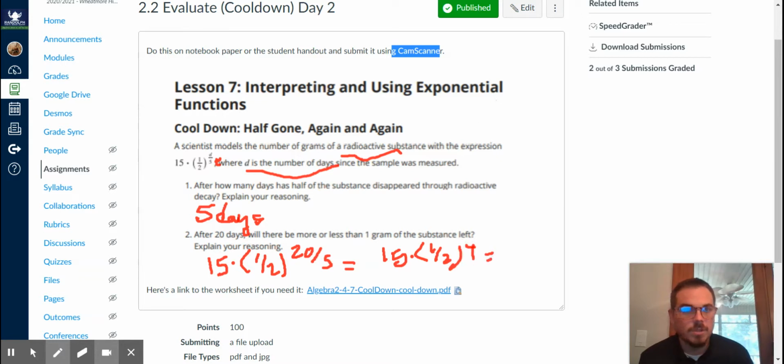So 15 times 1/2 to the power of 4. And then we can just plug that into Desmos or whatever calculator you're using. So whatever 1/2 to the power of 4 is, and then multiply that by 15. Looks like I get 0.94, let's round it to the nearest hundredth, and that is going to be less than 1 gram of the substance, since it models grams of substance. So that's less than 1, therefore that is our answer. So there is how you do lesson 7 cooldown.